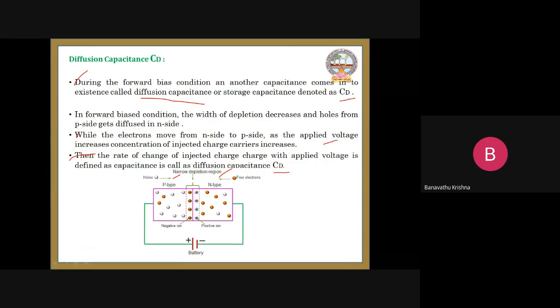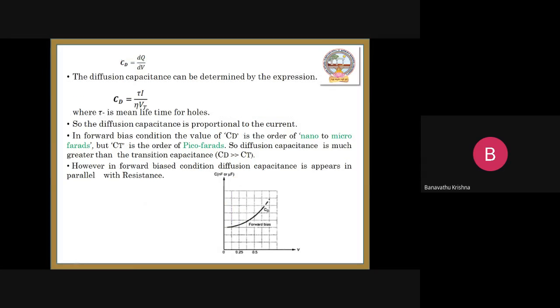Here the capacitance property is very high because the area of this junction is less, since we are applying a forward bias condition. The change in charge carrier gives a capacitance property, which is the diffusion capacitance. Here CD equals dq by dV, the change in charge with respect to the change in voltage.